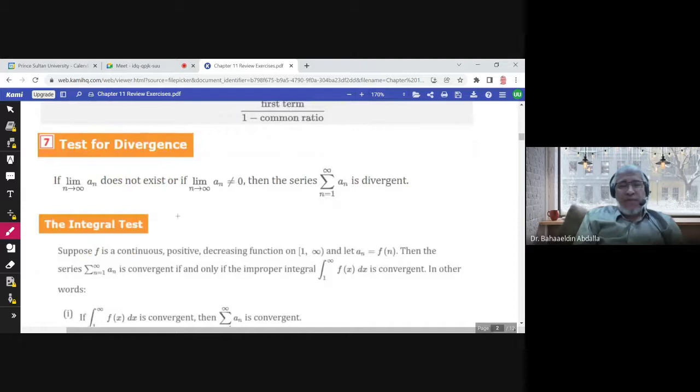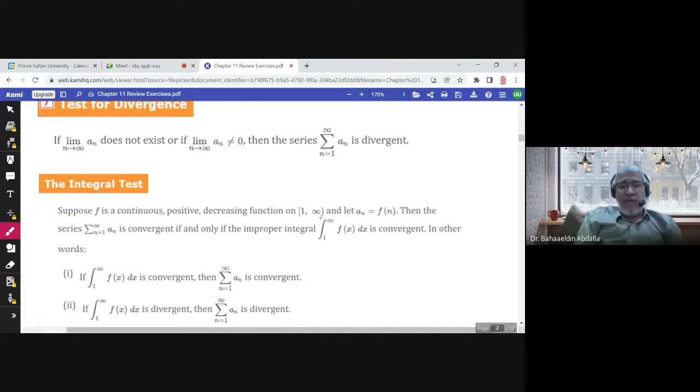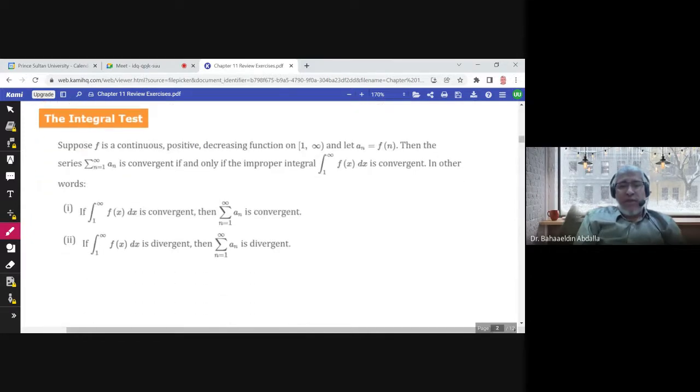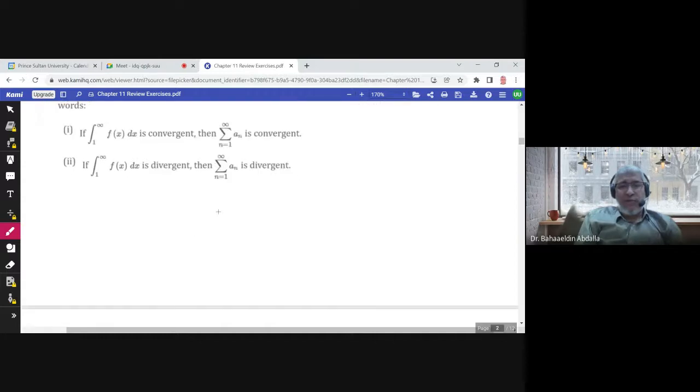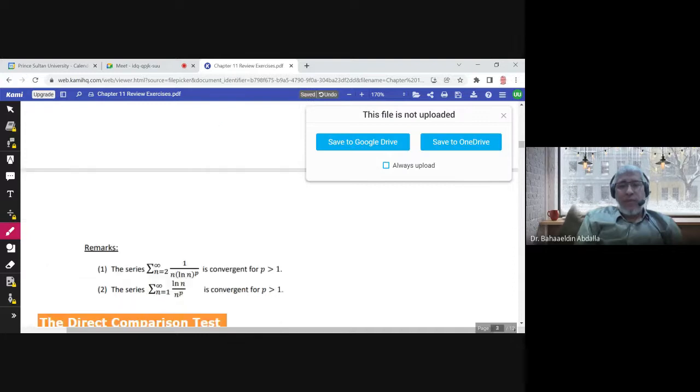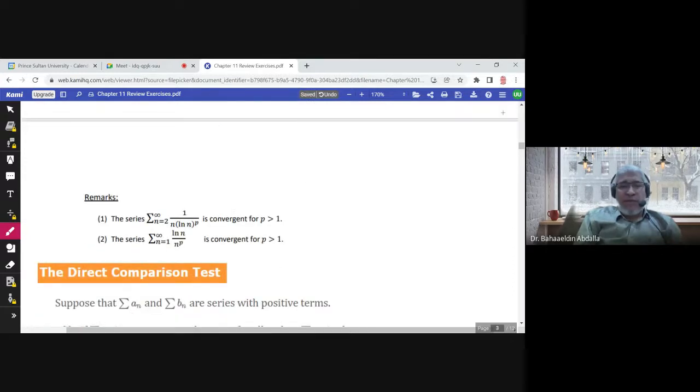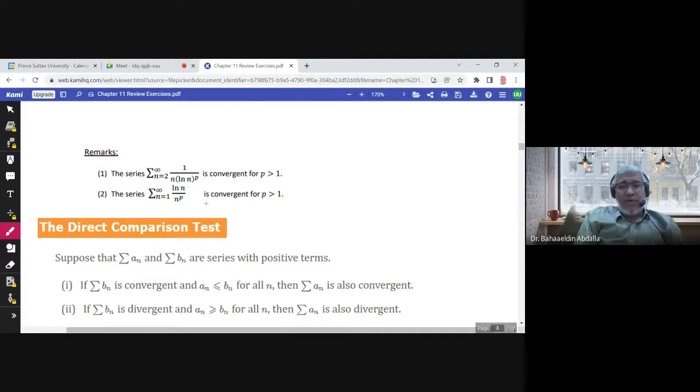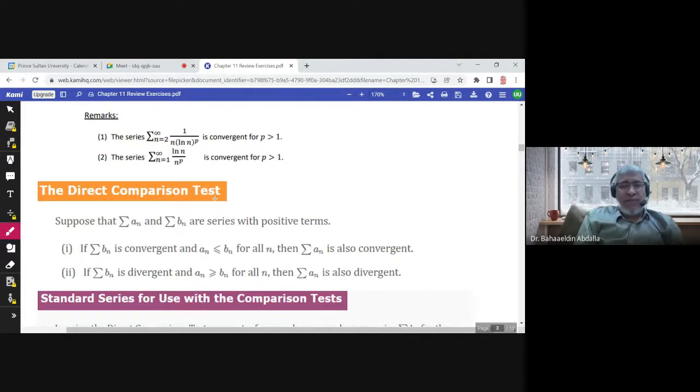And we have taken some tests for divergence of a series. The test for divergence says if the limit of an does not exist or is not equal to 0, then the series is divergent. The integral test has certain conditions. The function has to be continuous, positive, decreasing on 1 to infinity. And if the improper integral is convergent, then the series would be convergent. And we have studied these two cases about the integral test.